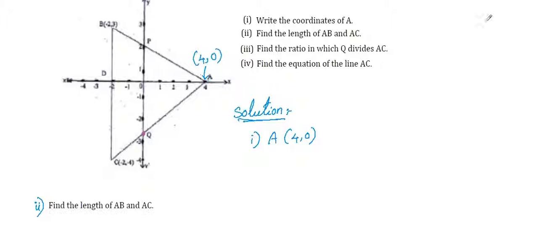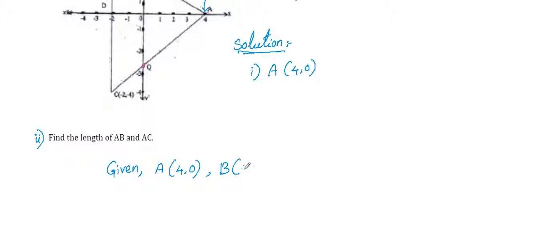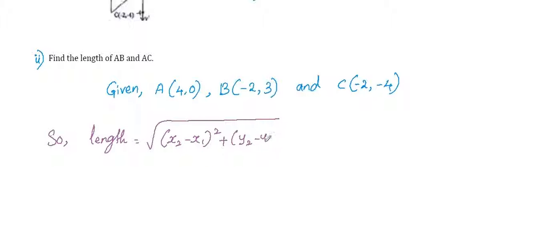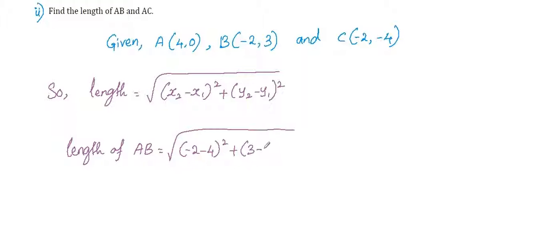The second part is to find the length of AB and AC. To find these lengths, we just need to use the distance formula. First write down the given coordinates. A is (4, 0), B is (-2, 3), C is (-2, -4). We know that the distance formula is the square root of (x2 minus x1) whole square plus (y2 minus y1) whole square. To find the length of AB, we take the coordinates of A and B and substitute the values, and we get (-2 minus 4) whole square plus (3 minus 0) whole square.